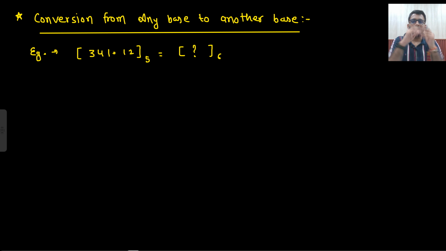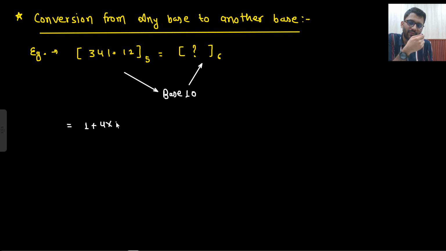Okay, let's see conversion from any base to another base. From any base to another base you need to convert. So from 5 to 6, how will you go? What do you think? What I can do is that I will first convert it to base 10 and then I will go to base 6, because I can convert any number to base 10. How can I convert this number to base 10? That would be 1 into 5 to the power 0 plus 4 into 5 plus 3 into 5 square, that is 25, plus 1 into 5 to the power minus 1 plus 2 into 5 to the power minus 2.